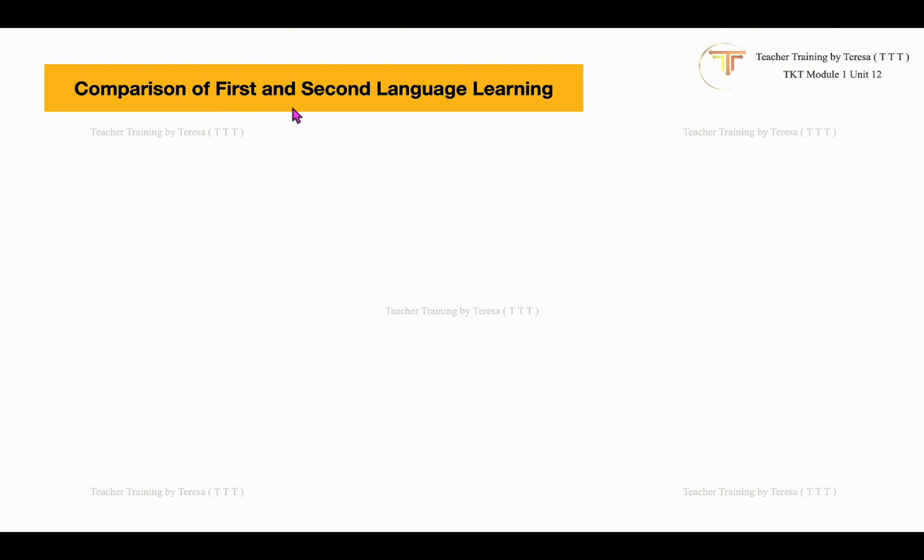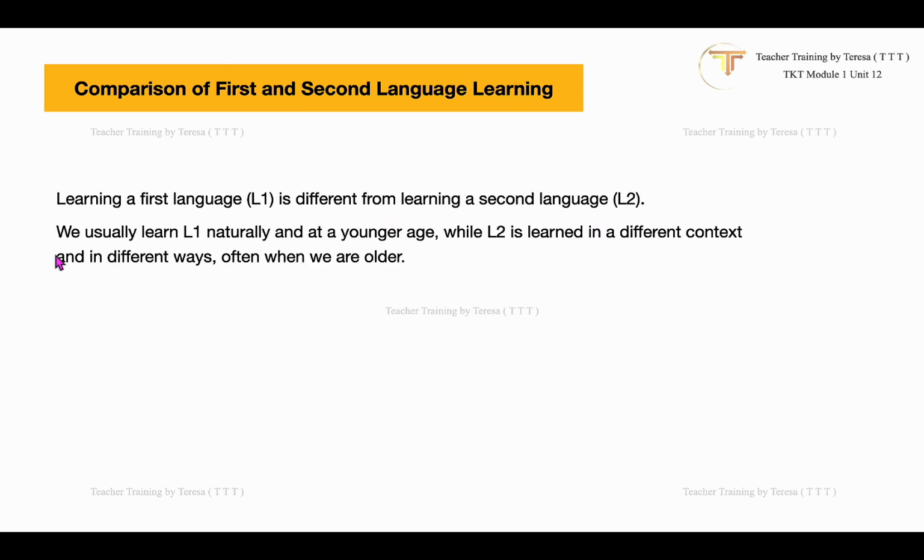Comparison of first and second language learning. Learning a first language, L1, is different from learning a second language, L2. We usually learn L1 naturally and at a younger age, while L2 is learned in a different context and in different ways, often when we are older.